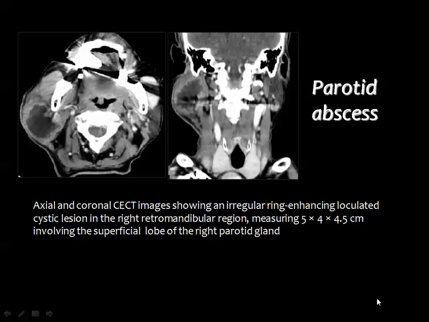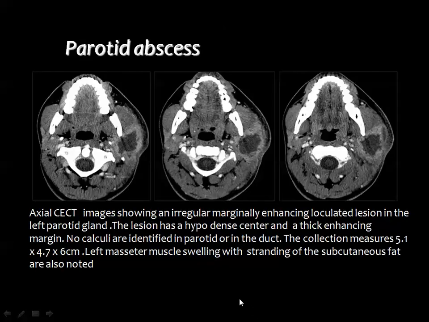One of the complications of parotitis or inflammation of the salivary gland is the formation of an abscess, and this is a big abscess in the superficial part of the right parotid gland, showing fluid density and marginal enhancement. And sometimes, of course, you can see internal air loculi. And this is also another example of a left parotid abscess.